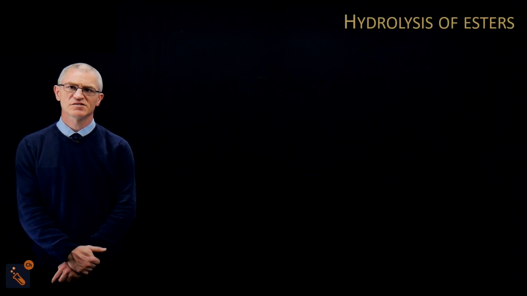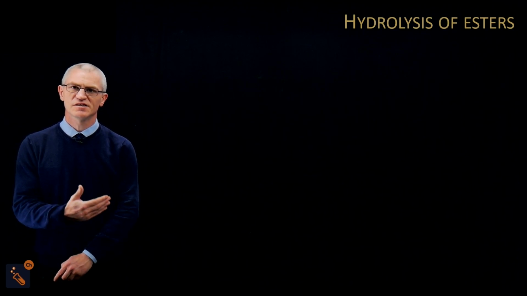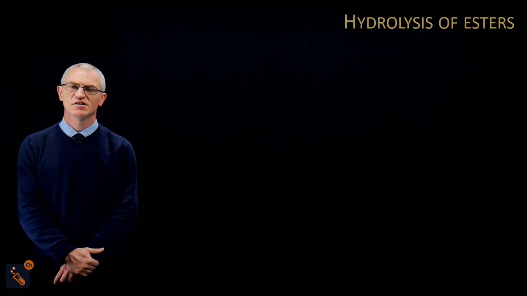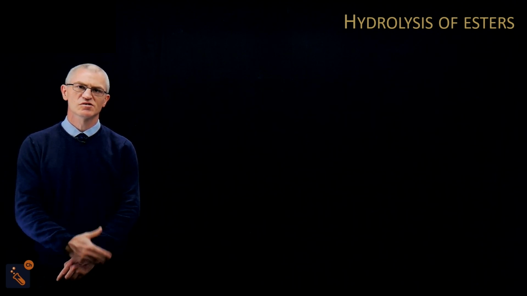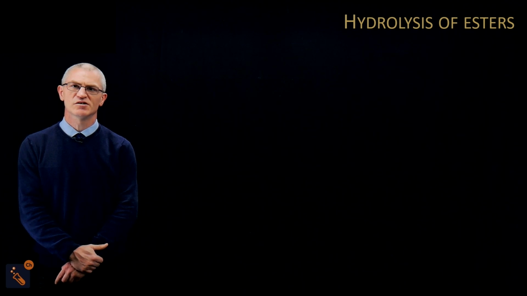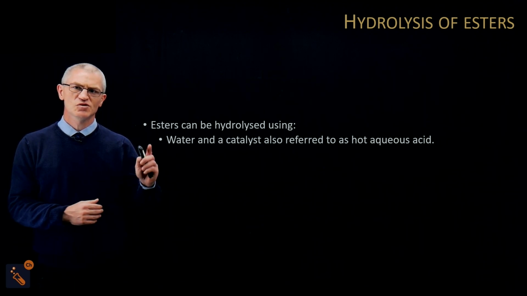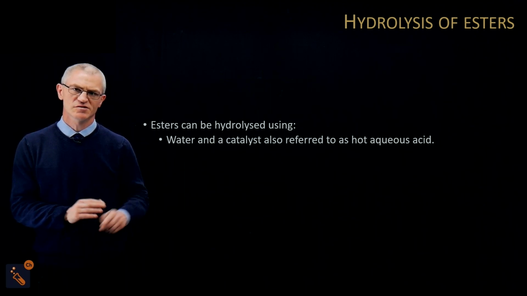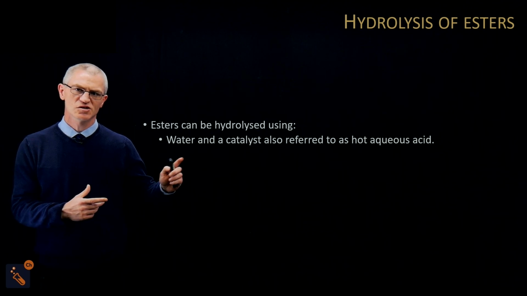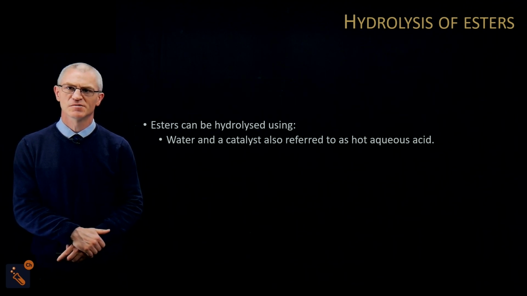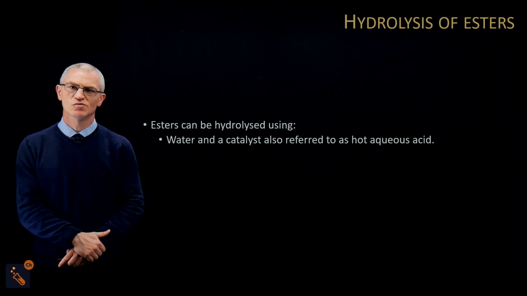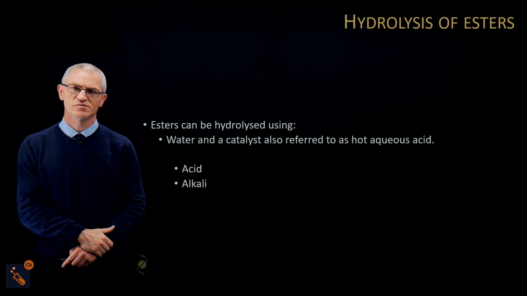Now, the hydrolysis of esters is done by adding water. The definition of hydrolysis is that you add water, or there is some form of hydrolysis where you add hydroxide, but mainly it is water. So we add water to hydrolyze the esters, and we normally have a catalyst as well. The catalyst that you can use is hot aqueous acid, but we can also do this reaction with water and an alkali, and they produce different products.